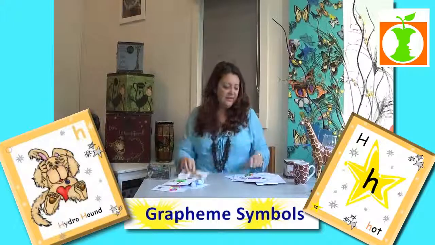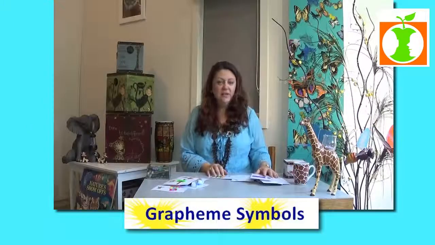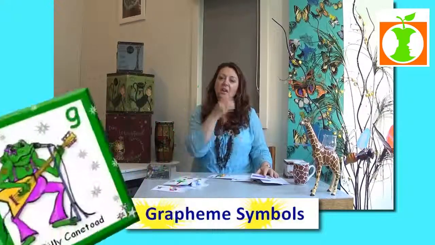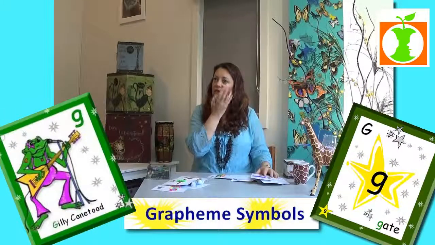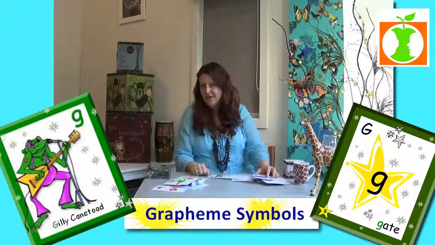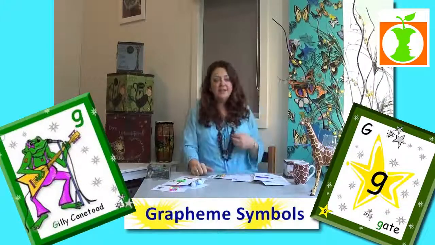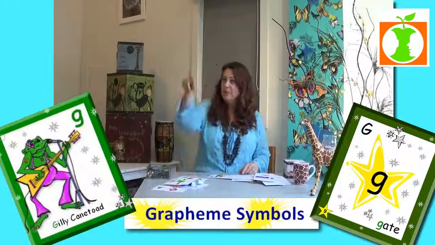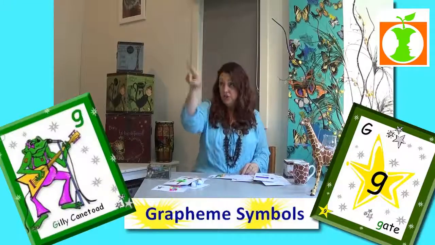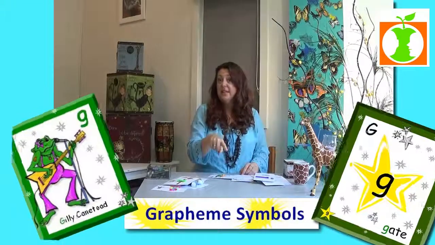Okay, so there's another example there. One of the ones I like to use is Gilly Cane Toad, because he's the G, and I will cue the children that I'll go through a bit of story and say, what does a cane toad start as, or what does a frog start as? And I'll say, oh, it's a tadpole, and a tadpole's got a head and then it's got a tail. Okay, and that can cue them then into doing the letter G.